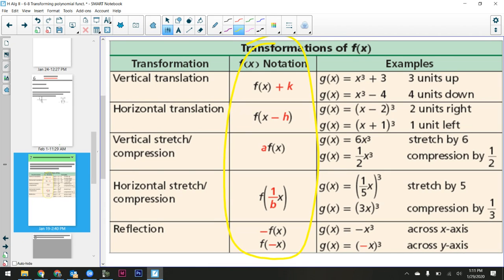And then we have the reflections. Negative on the outside reflects across the x-axis. Negative on the inside reflects across the y-axis. Okay. Those are all exactly the same. Everything I've said just now was review. We've done this already, I think, 3 times now, maybe just 2 times, but we've done this a couple times already. These rules are the exact same thing that they were before. The difficulty lies in how we apply it to polynomials.